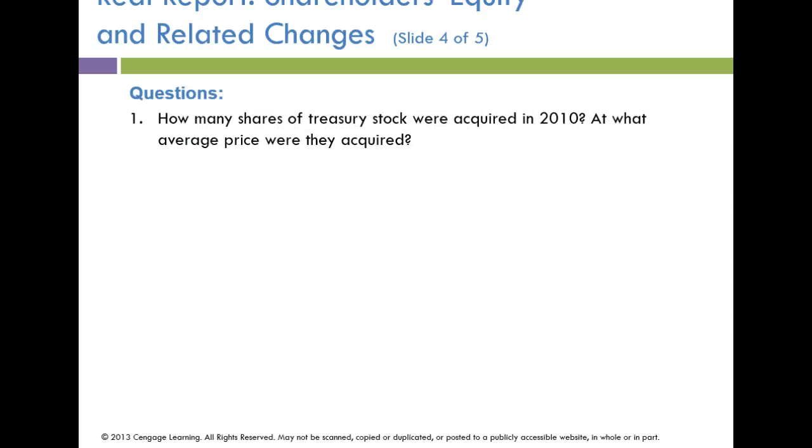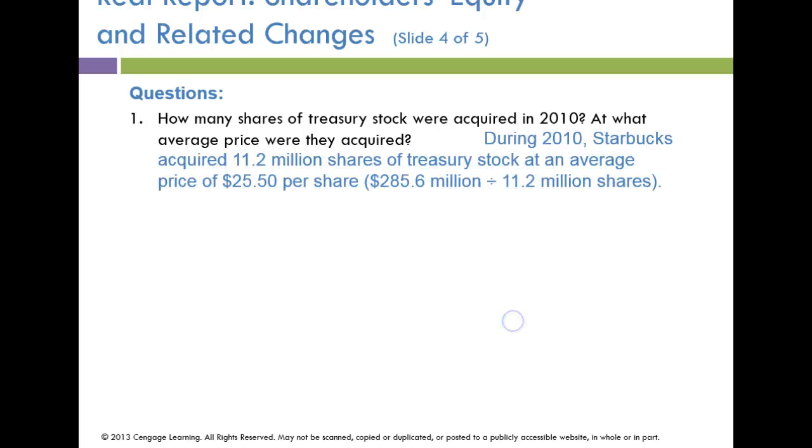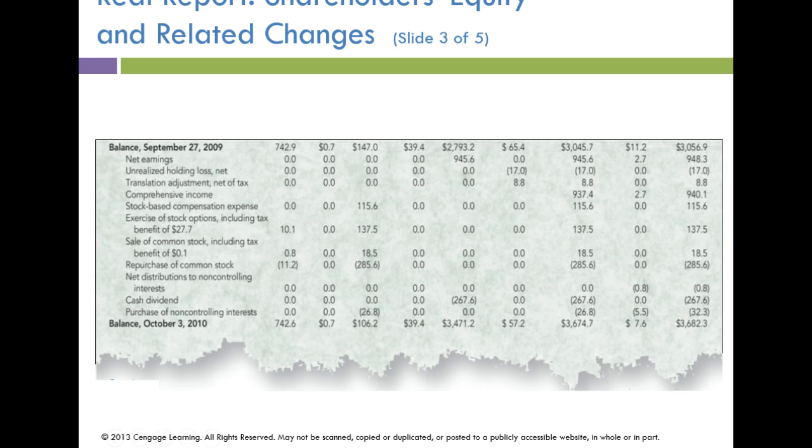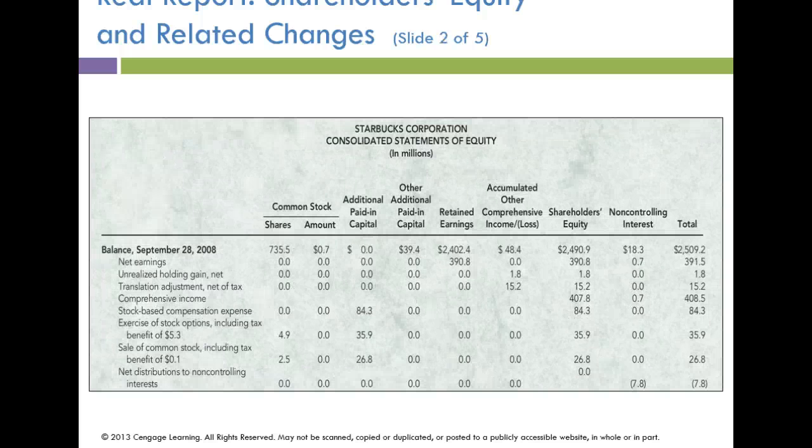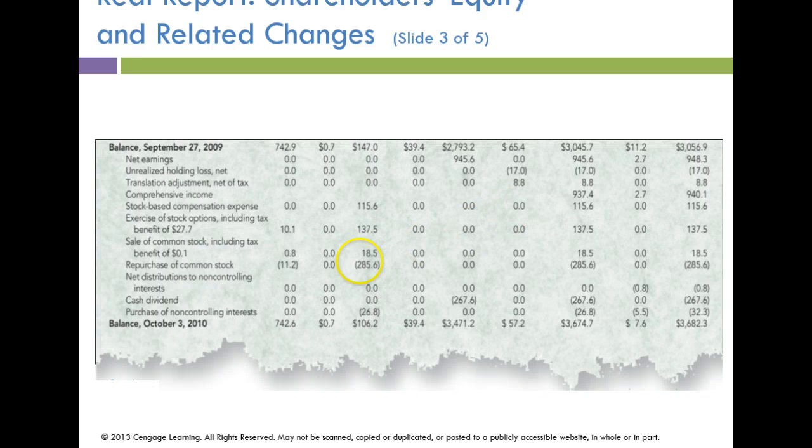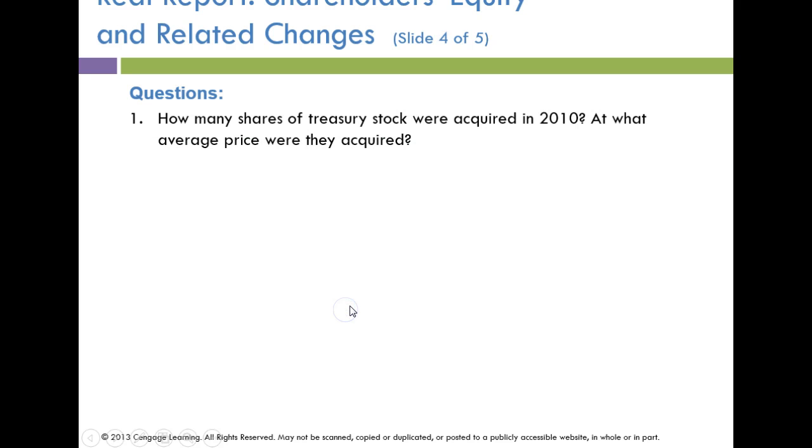And our job here is to try to determine where we put various aspects and what we record in the stockholders' equity section. How many shares of treasury stock were acquired in 2010? At what average price were they acquired? During 2010, Starbucks acquired 11.2 million shares of treasury stock at an average price of $25.50 a share. So if we go back here and look at our treasury stock, exercises stock, treasury stock, sale of common, balance, net earnings. Trying to find where that is. Sale, exercises stock. Well, maybe it's going to show us here.